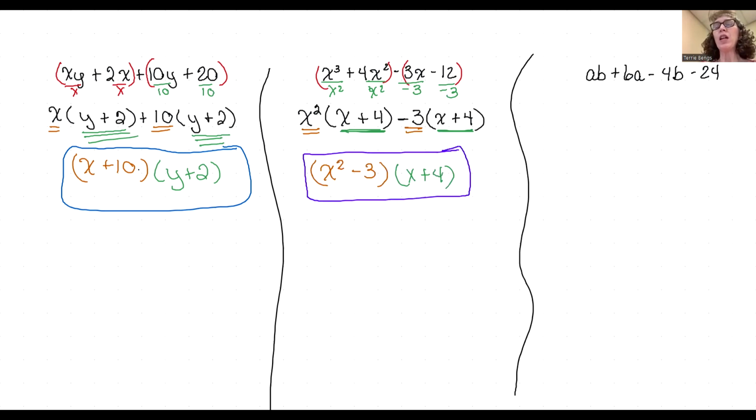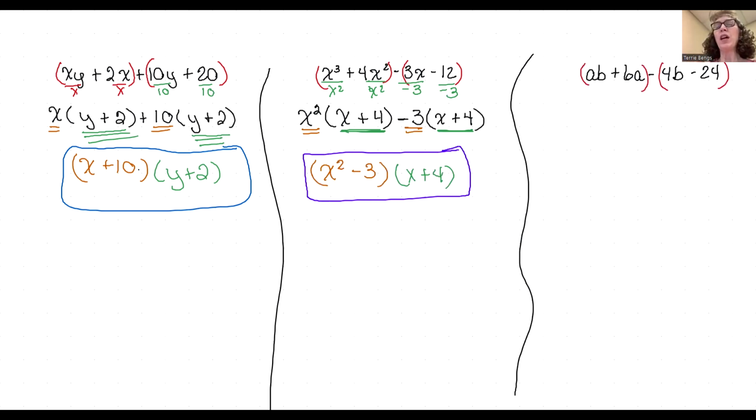All right, we're going to just try one more here just to make sure we have the hang of it. All right, so we have AB plus 6A minus 4B minus 24. Again, they have nothing in common. It's what we always look for first. Then we realize that there's 4 terms there, so we're going to try grouping.